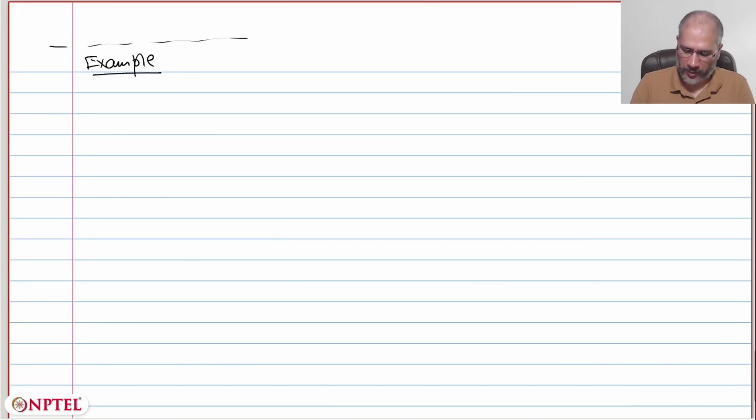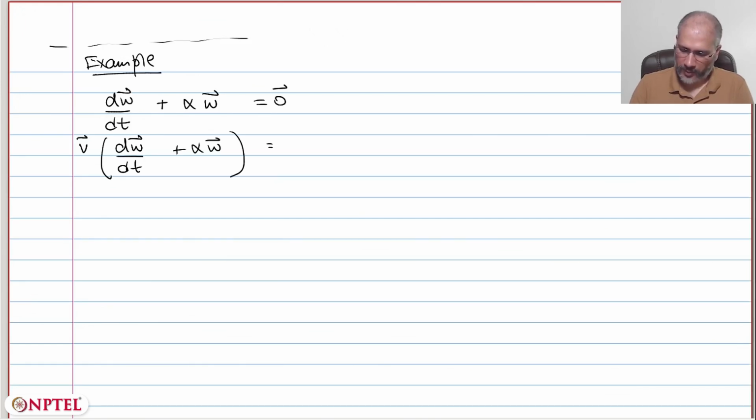So let's say you have an equation like dw by dt, where w is a vector quantity which depends on the independent variable time, plus alpha w is equal to 0. It's a very common equation you would see in mechanics. The right hand side is a 0 vector, by the way, but I'm just writing a 0. So what we'll do is we'll multiply both sides by the vector v. So this becomes v times dw by dt plus alpha w is equal to still a 0.